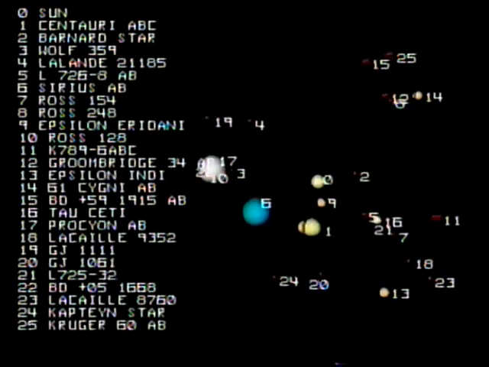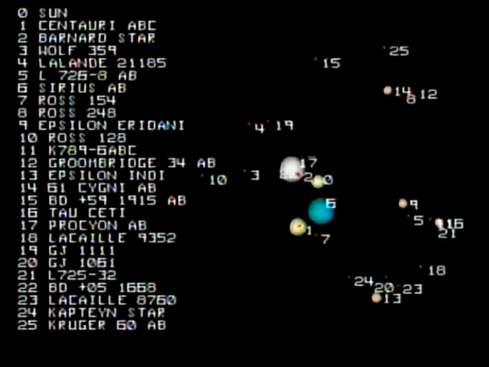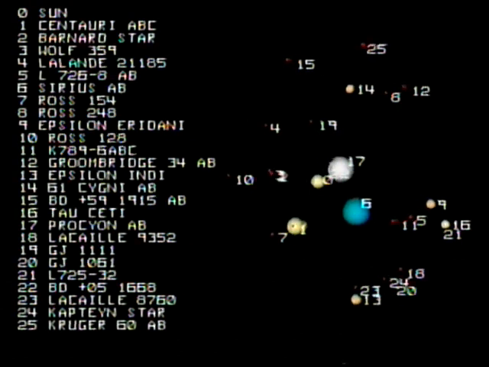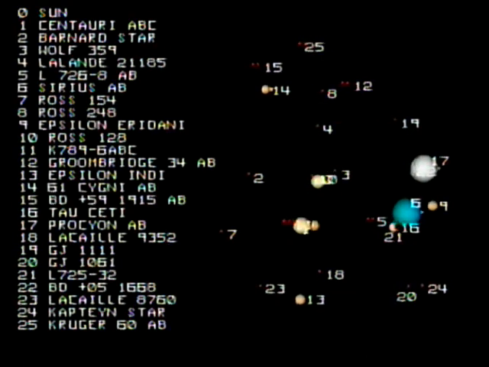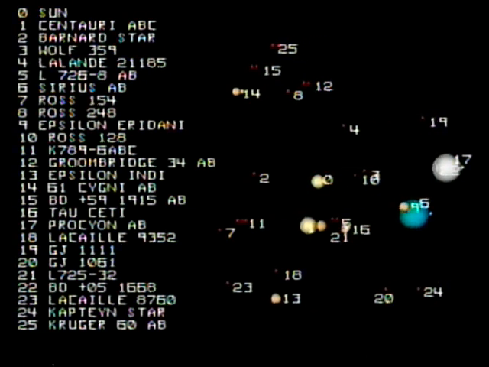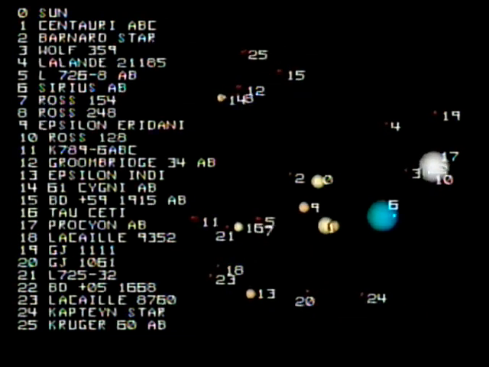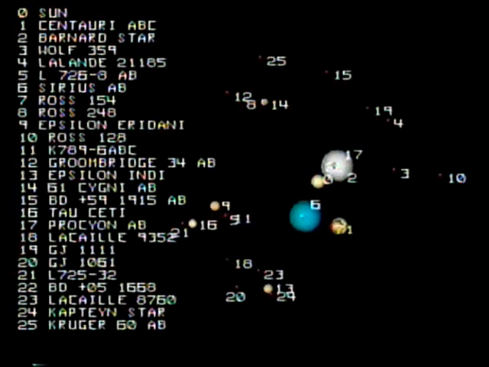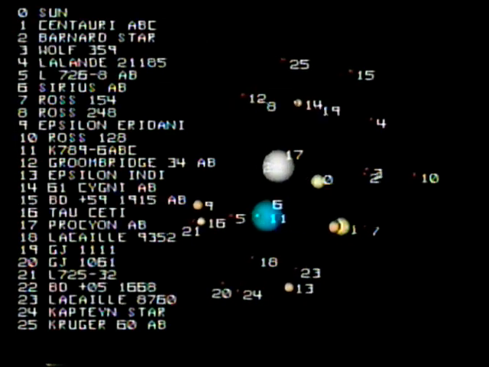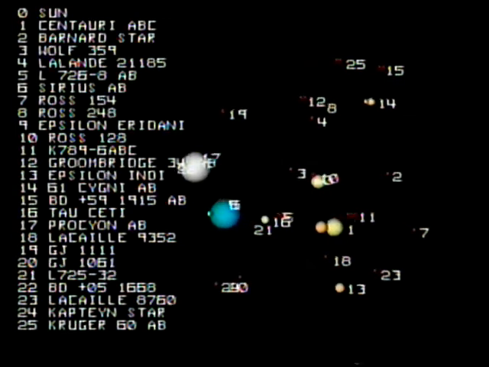When I did this, I learned that Tau Cetus, number 16, and L725-32, number 21, are only 0.93 light-years apart, less than 1 light-year apart. The closest star to the star Earth rotates is more than 4 light-years. So I learned that other stars may be closer together, even less than 1 light-year apart. The same is true for Procyon, number 17, and BD plus 5, 1668, number 22, only 0.94 of a light-year apart. Ross 248, star system number 8, and Groombridge 34AB, star system number 12, are only 2.05 light-years apart.